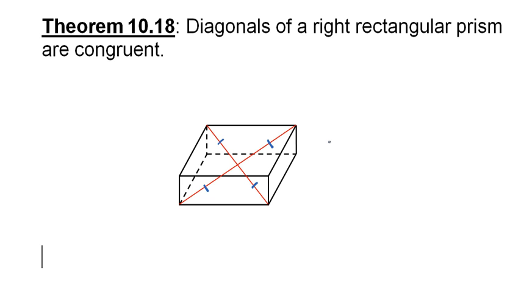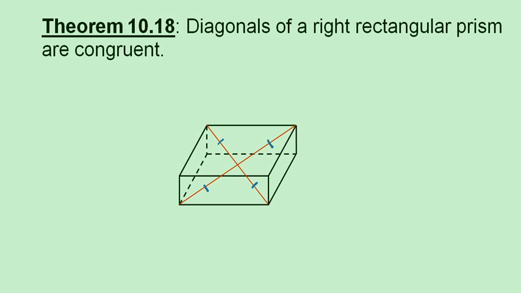Now if you remember, we had a very similar theorem for two-dimensional shapes, quadrilaterals. For example, we know that in a rectangle, the diagonals of a rectangle bisect each other. And if we have a right square, they will actually be congruent as well. And also with a rectangle, the diagonals are congruent and they bisect each other.